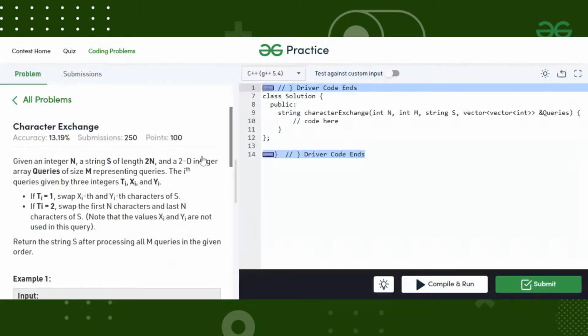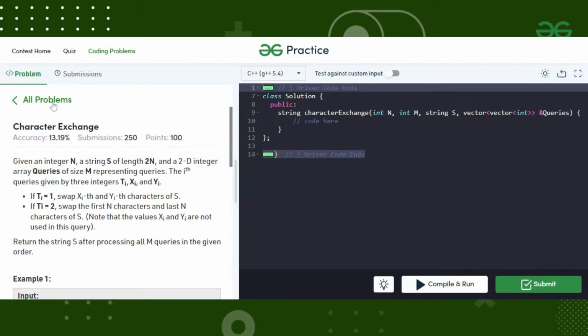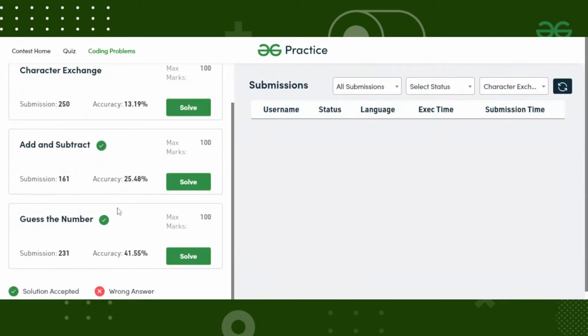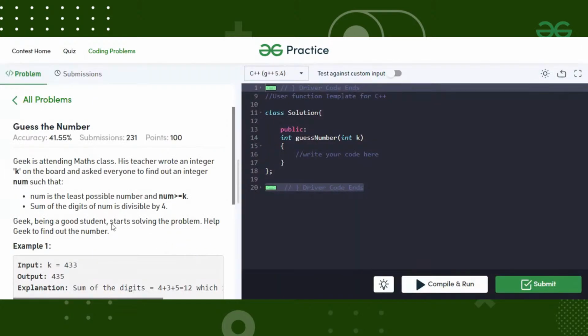The first question that we have is the number. The question statement is: Geek is attending maths class. His teacher wrote an integer k on the board and asked everyone to find an integer num such that num is the smallest possible number, num is greater than or equal to k, and the sum of digits of num is divisible by 4. So how can we solve this question?